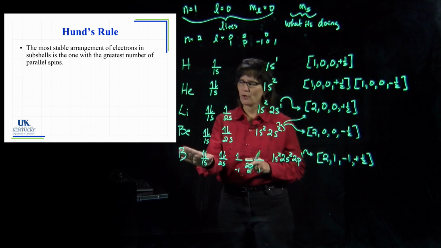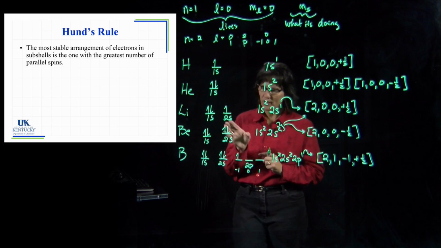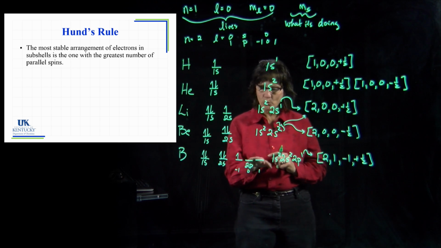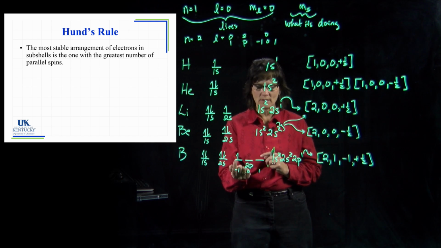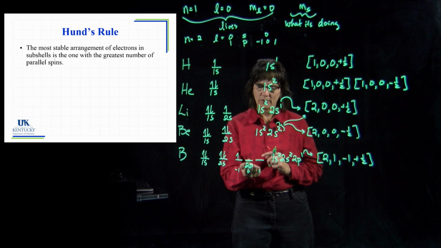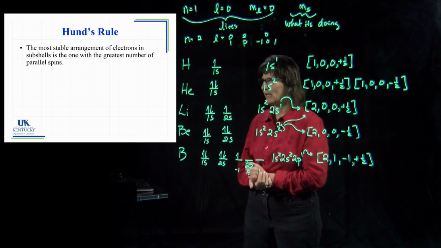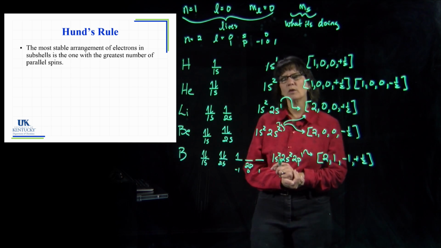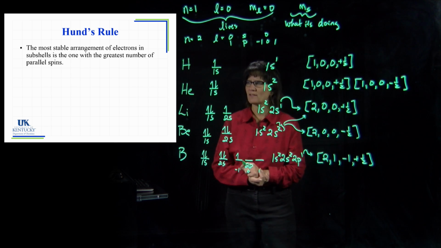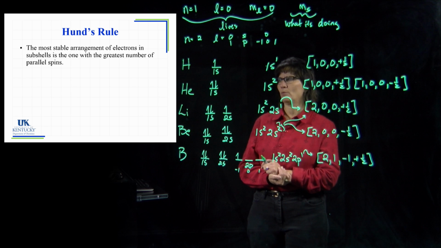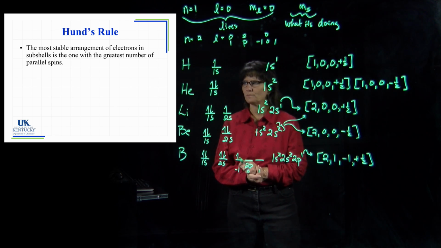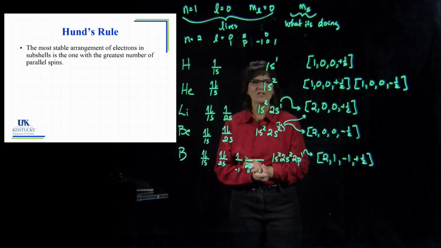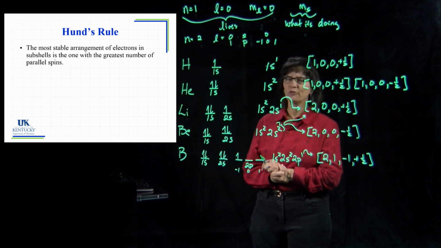We need another rule before we go to the next element, because when we go to the next element, we have to decide where the next electron is going to go. We'll get up to 6 electrons, and I have choices. The choice of putting it here or the choice of putting it here. I have actually 3 choices of where I could put that electron. Well, Hund's rule is what defines this. And Hund's rule says that the most stable electron arrangement is to put electrons in subshells that gives you the maximum number of parallel spins.